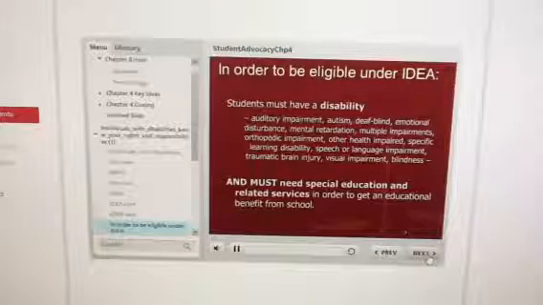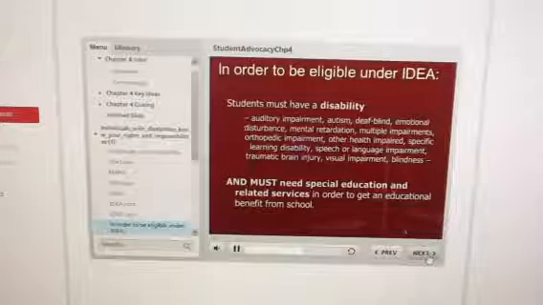In order to be eligible under IDEA, students must have a disability: auditory impairment, autism, deaf, blind, emotional disturbance, mental retardation, multiple impairments, orthopedic impairment, other health impaired, specific learning disability, speech or language impairment, traumatic brain injury, visual impairment, blindness, and must need special education and related services in order to get an educational benefit from school.